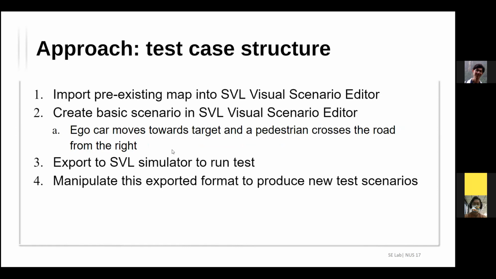The authors mentioned they only tried one basic scenario, which is that the ego car moves towards the target and the pedestrian crosses the road from the right. After that, they export this scenario to the SVL simulator, and then they manipulate this exported format to produce new test case scenarios.